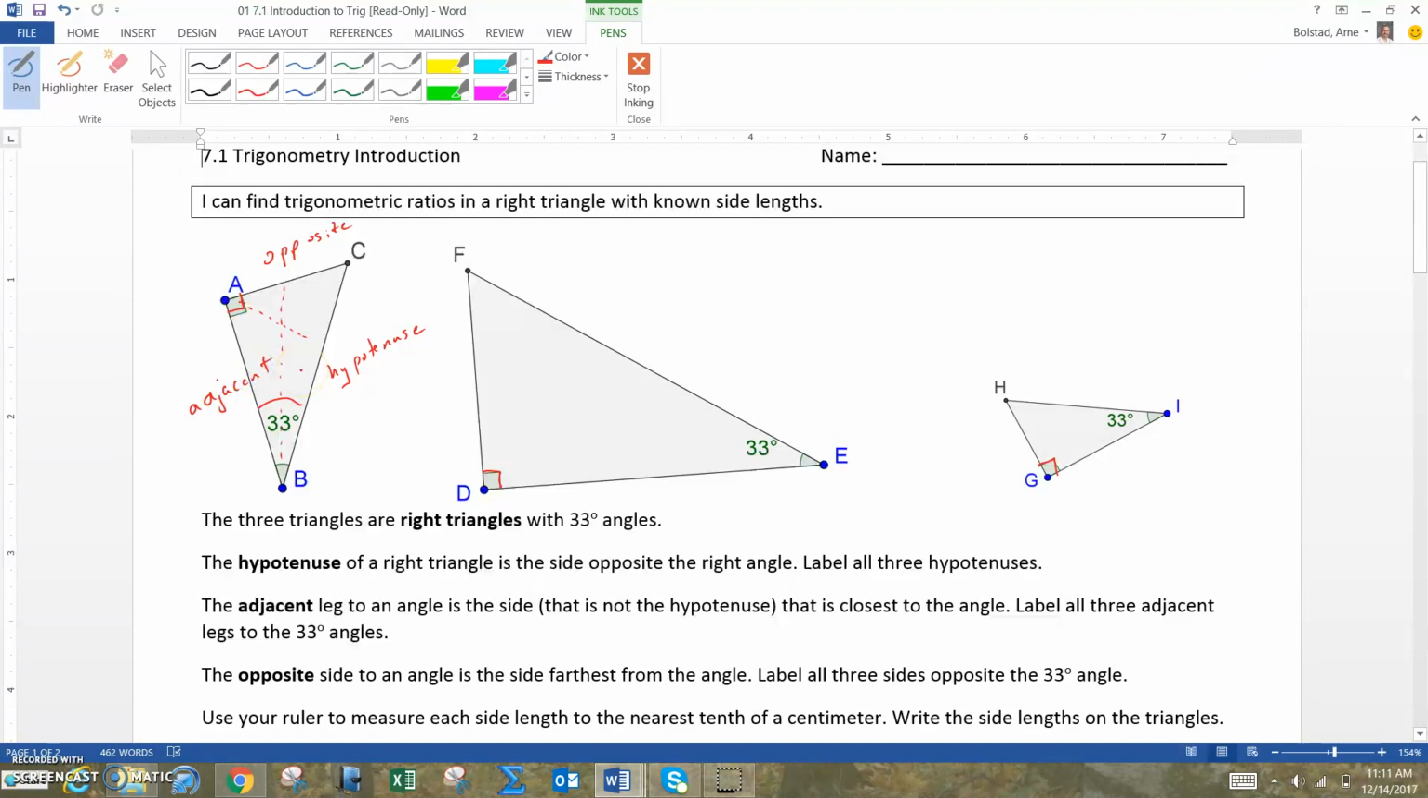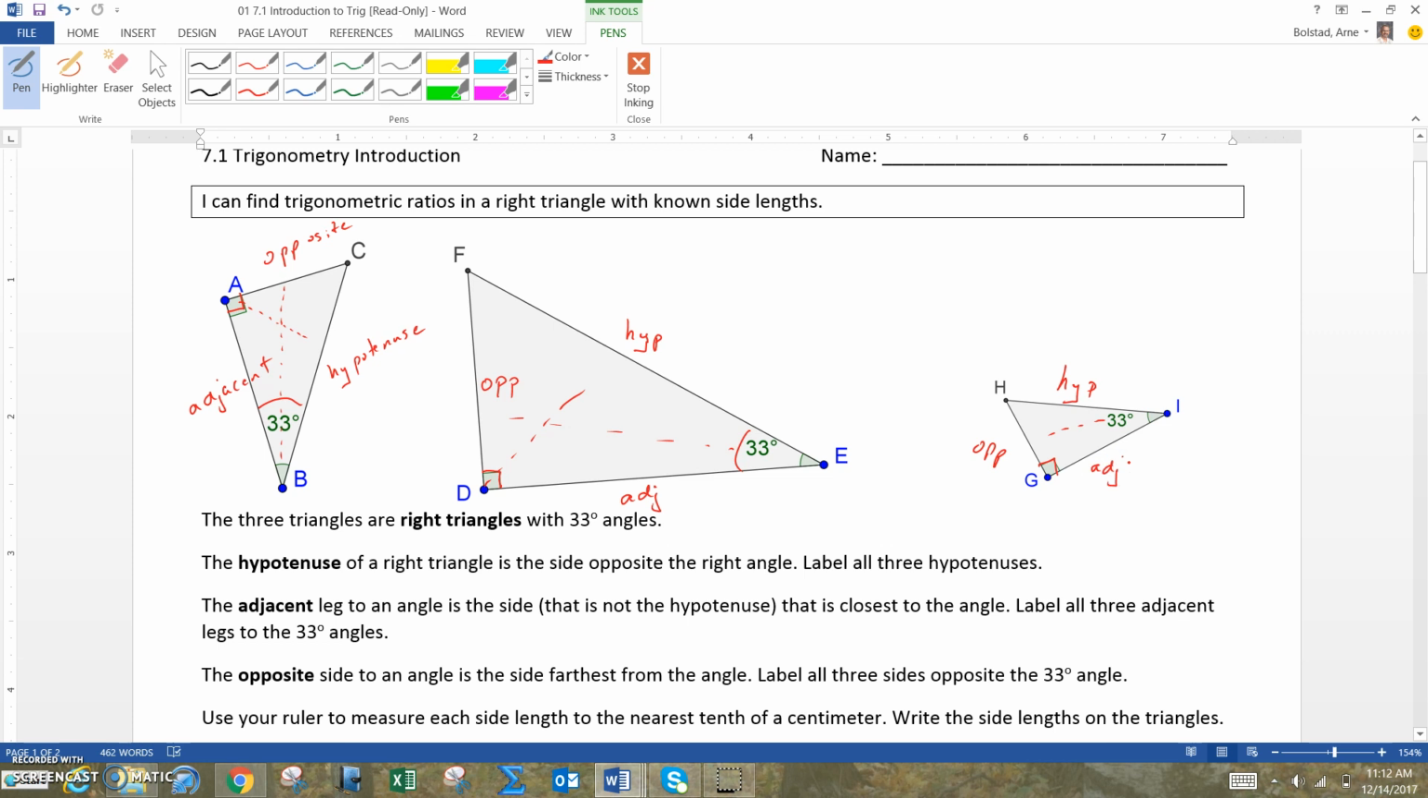Let's do that in the other 2 triangles. So again, from our 33 degree angle, the side opposite will be over here. That's going to be DF. The hypotenuse will be opposite the right angle, and the adjacent side is the one left over. Again, one more time. We have opposite. We have hypotenuse at HI, and we have the adjacent side.